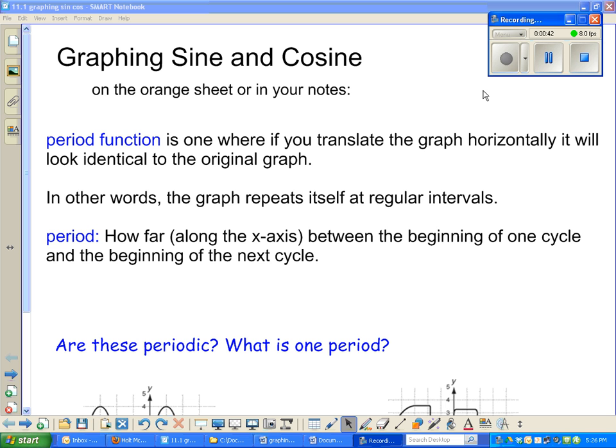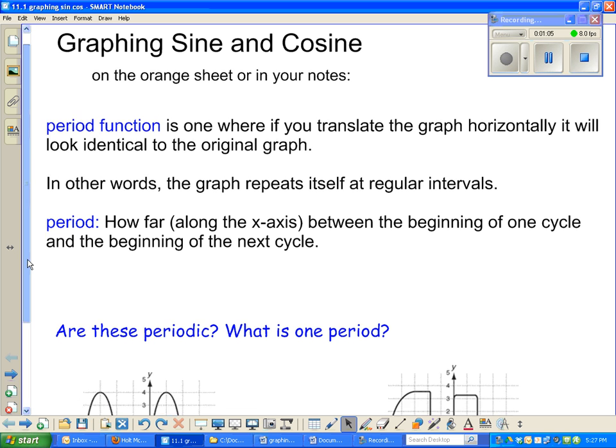And the other one is period. How far along the x-axis between the beginning of one cycle and the beginning of the next cycle. So basically, once it repeats itself, that's one cycle. So if you guys need a little bit more time to write this down, hit pause. And then when you hit play again, we'll look at a couple graphs.